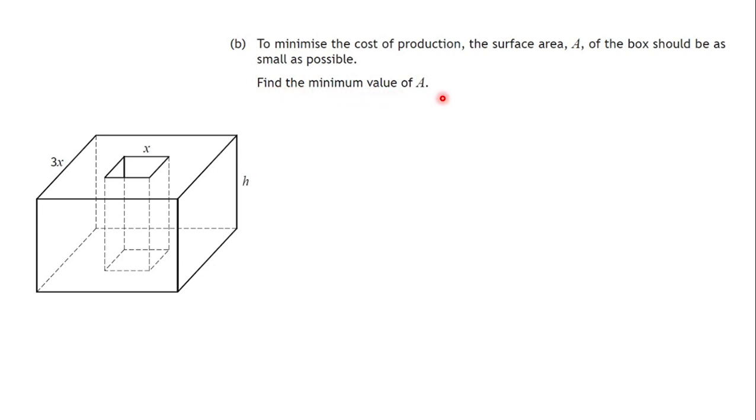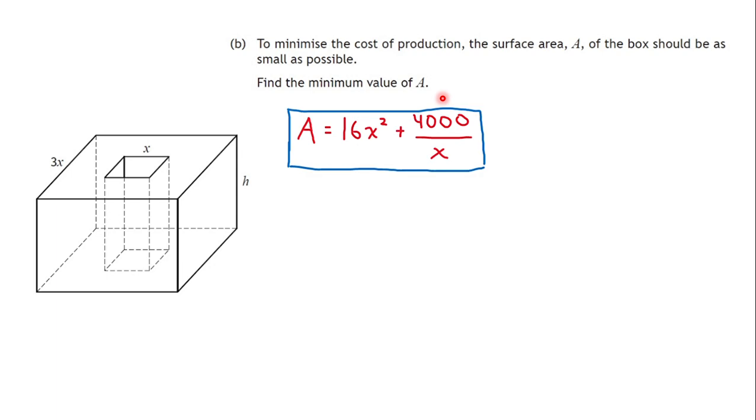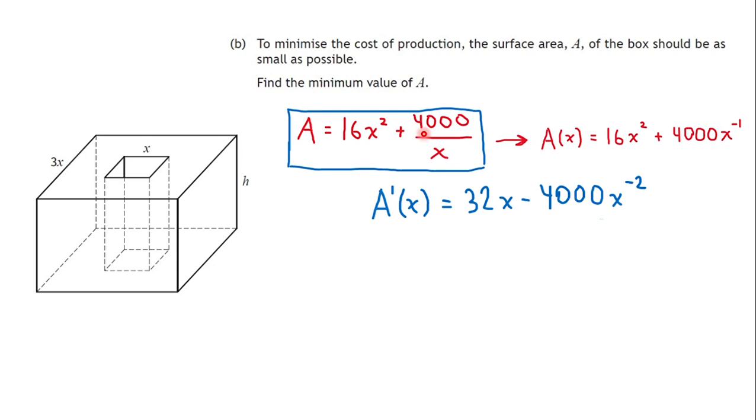And if you remember from the website, we can find minimum and maximum values through the use of second derivatives. First of all, we have the equation we got from before, and let's turn it into a simpler function. A(x) = 16x² + 4,000x⁻¹, which is basically 4,000/x. The derivative of this is 32x − 4,000x⁻². Now, what do we do with this?